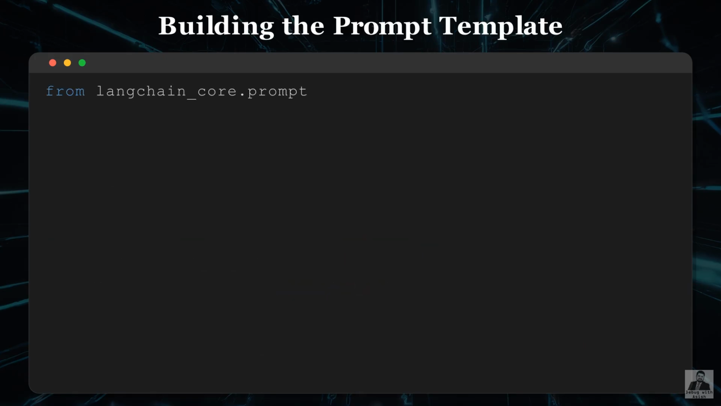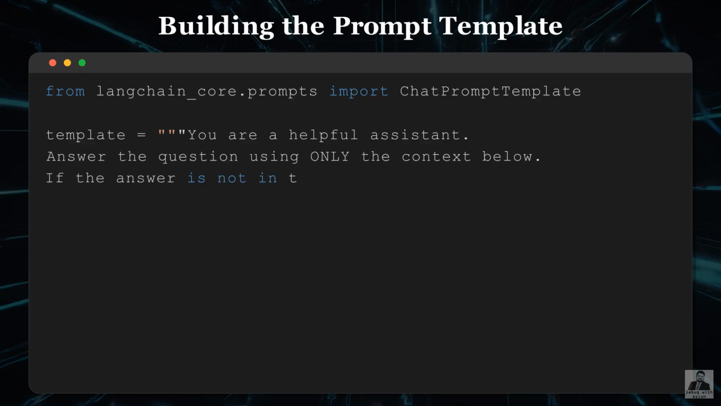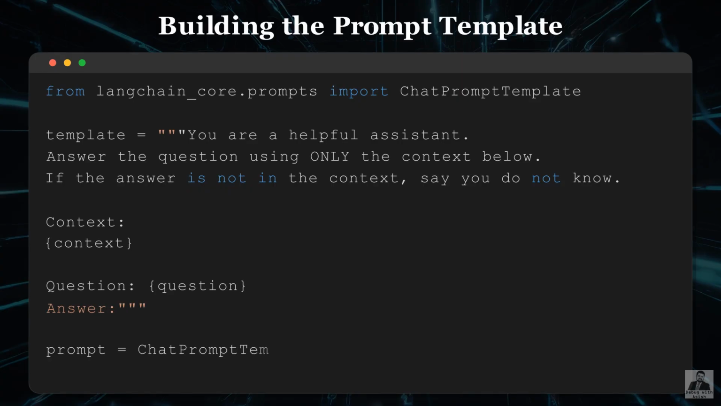The prompt template is the heart of the generation stage. We tell the model it is a helpful assistant and instruct it to answer using only the provided context. The phrase, "if the answer is not in the context, say you do not know," is critical. Without it, the model will fall back to its training data and hallucinate an answer that sounds confident but is not grounded in your documents. The template has 2 placeholders. Context will be filled with the retrieved chunks. Question will be filled with the user query.